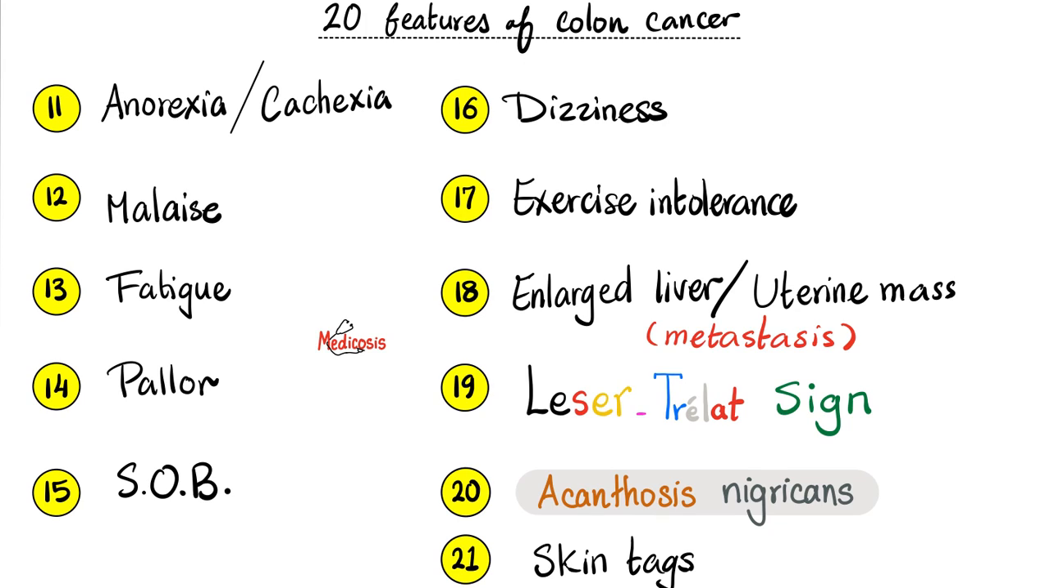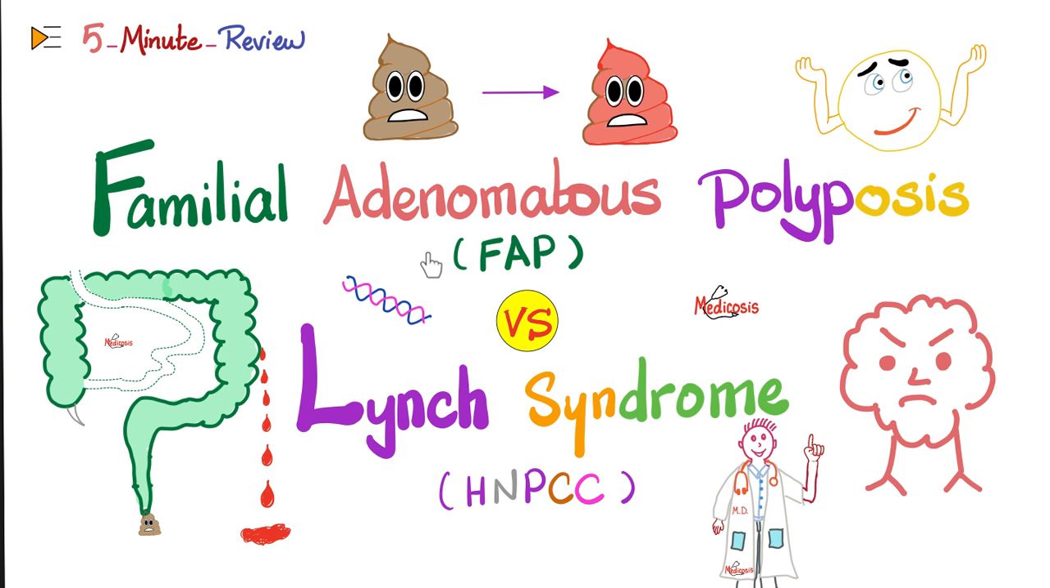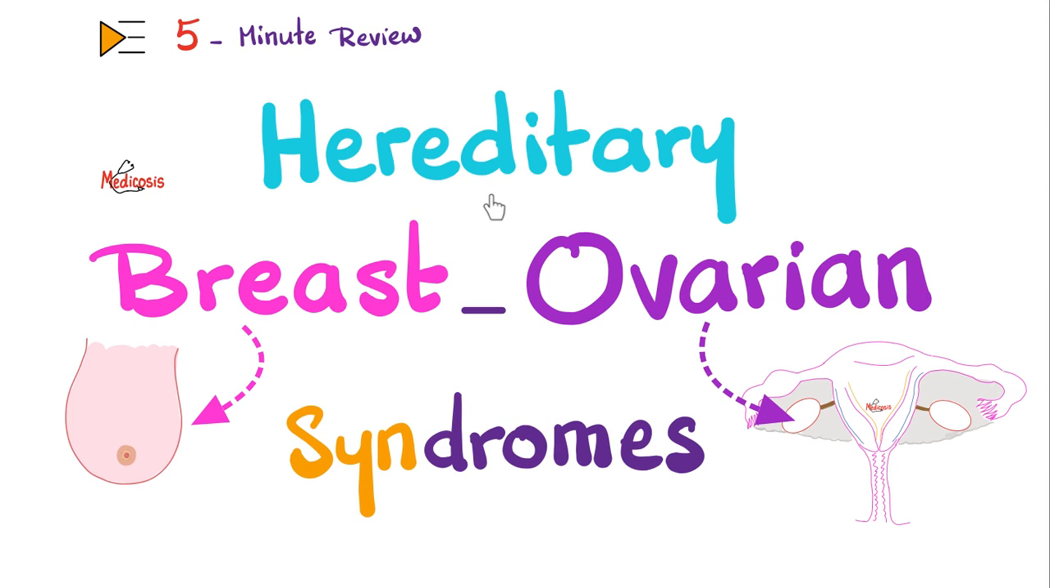If you want another video to discuss the diagnosis and management options for colorectal cancer, please comment below. You can learn about the genetic forms of colorectal cancer, such as familial adenomatous polyposis and hereditary non-polyposis colorectal cancer. I have discussed both of them in separate videos. And speaking of heredity and cancer, I have a separate video titled Hereditary Breast Ovarian Cancer Syndromes.